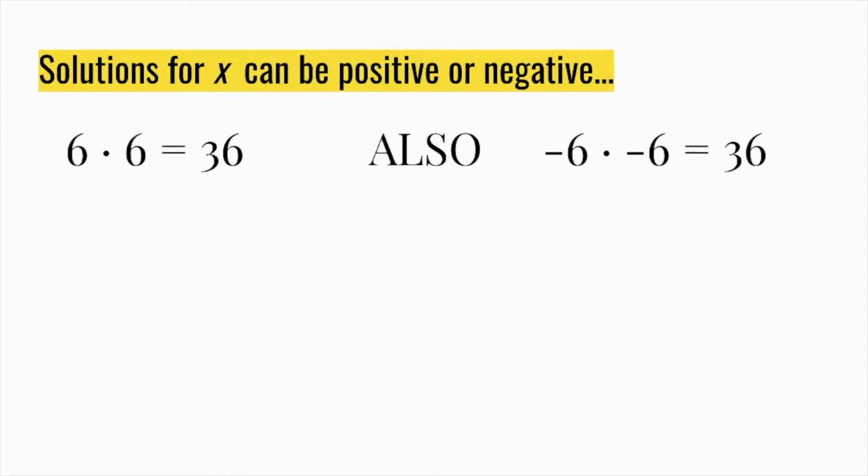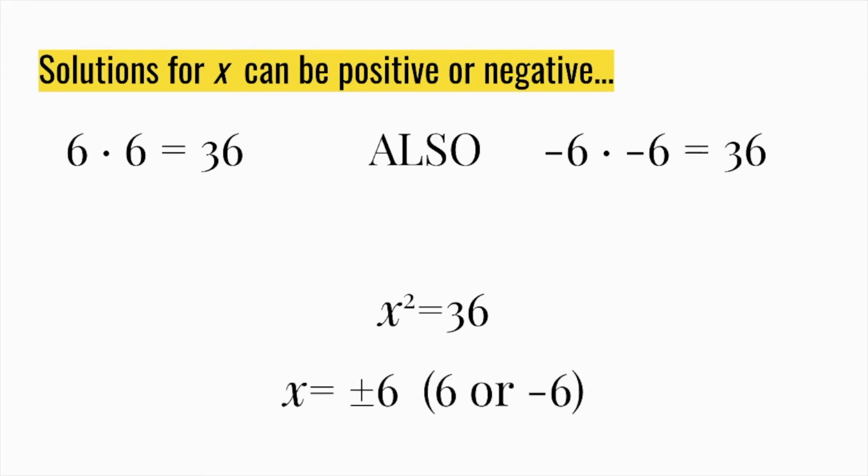Now, if you recall when we looked at integers, when you multiply two negatives, you get a positive. So for example, 6 times 6 equals 36. But also negative 6 times negative 6 also equals 36. So in this example, if we're trying to figure out what number squared equals 36, it could be positive or negative 6.